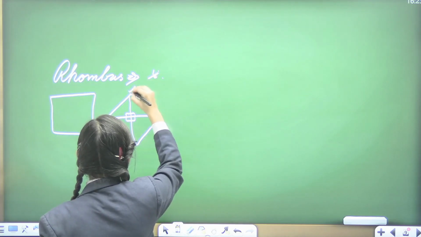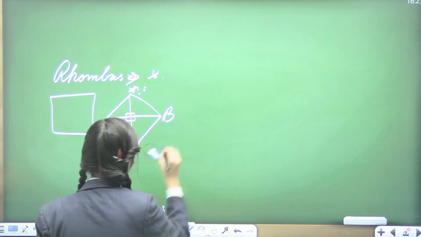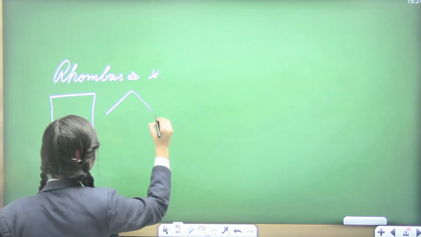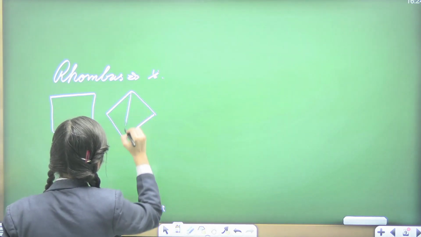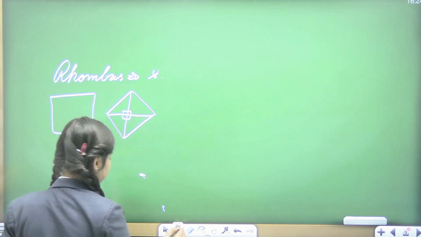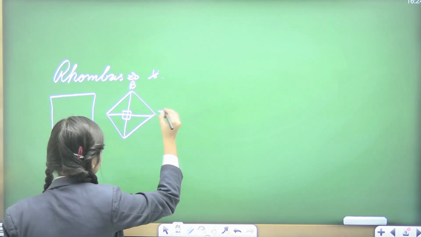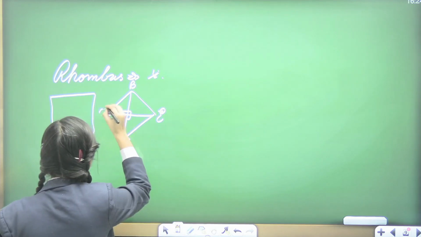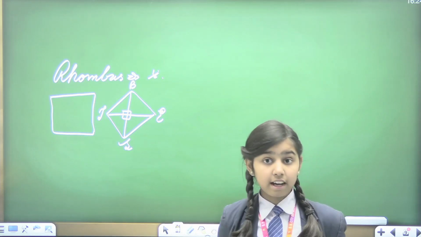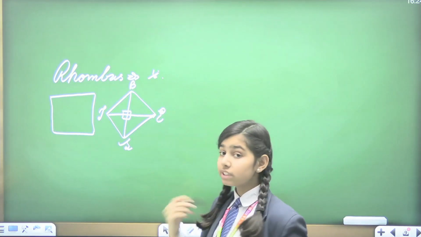So we'll name it as B, E, S, T. So its sides are equal and opposite sides are parallel.